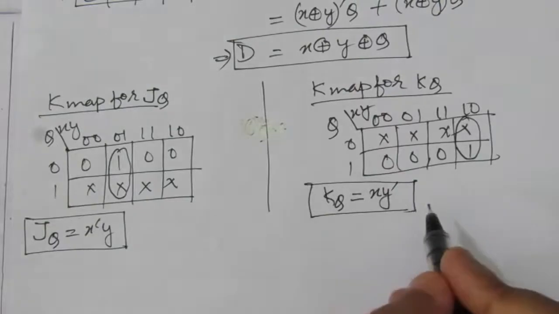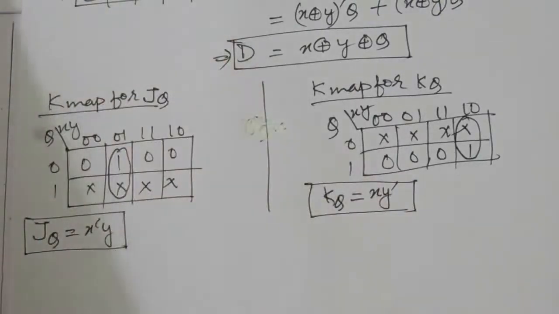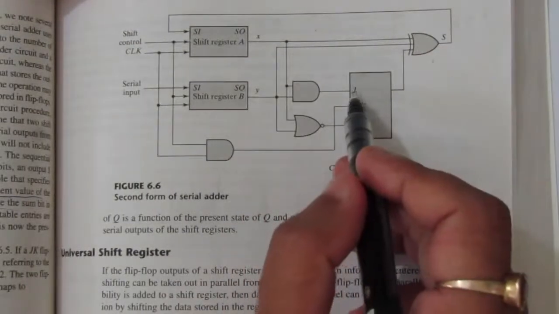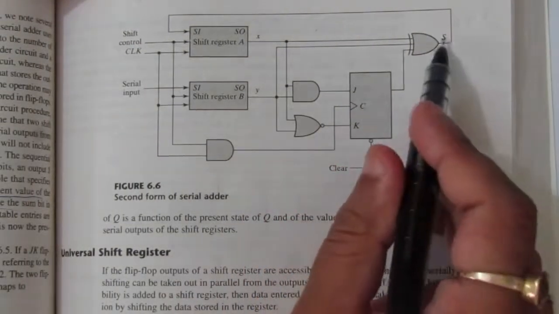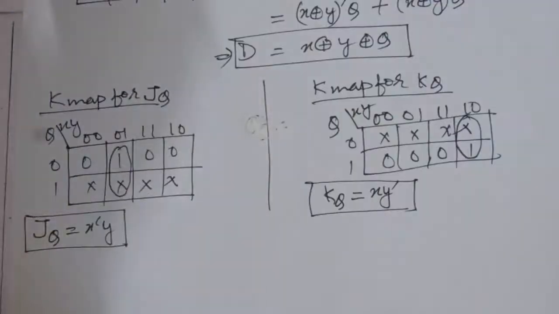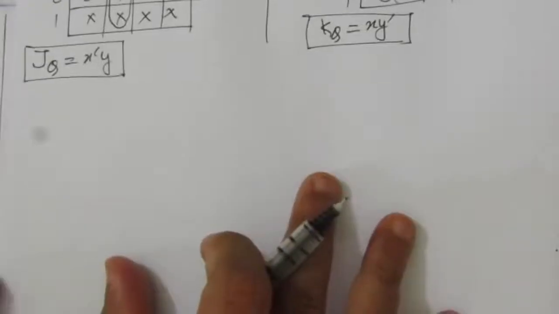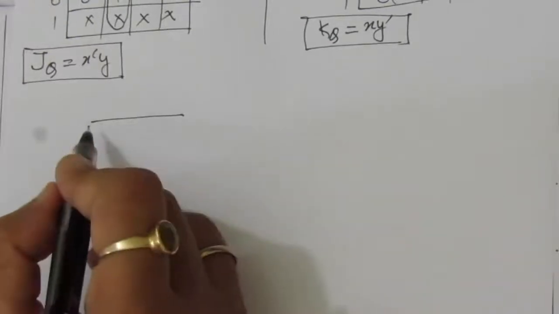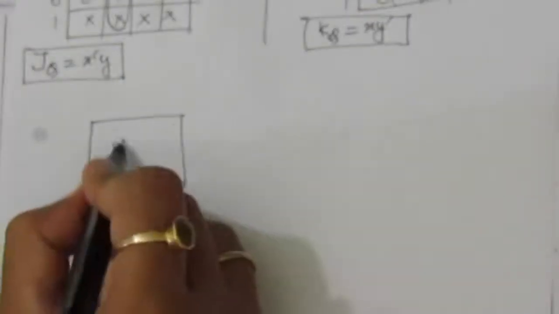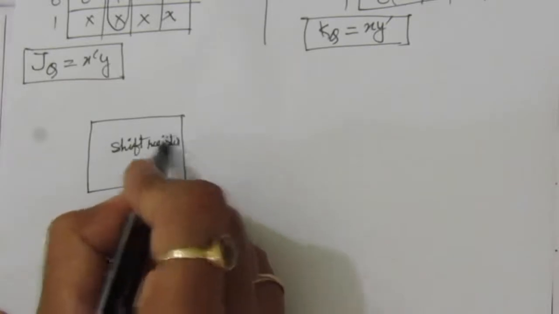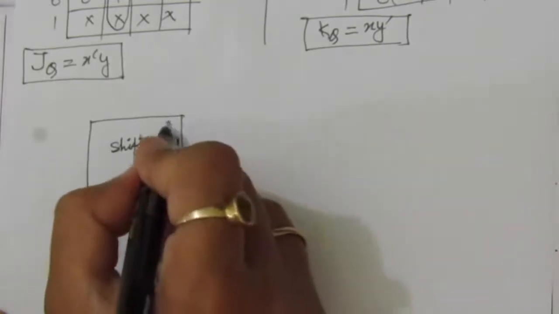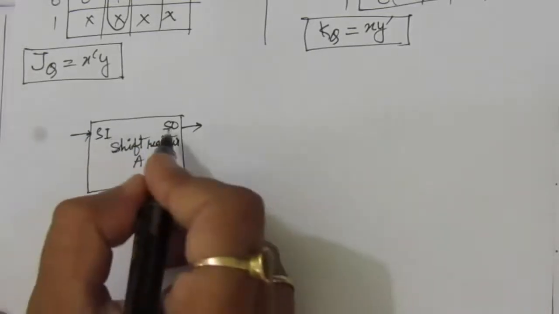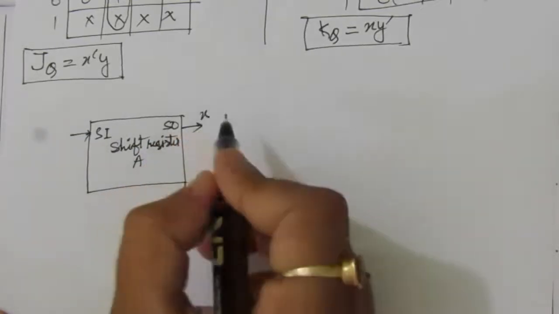So now we can modify the circuit of figure 6.6. So this is figure 6.6. So now we have to modify these inputs JQ and KQ and this D. Here we will have the difference. So let me draw the modified circuit. So here we'll have shift register A. So this is shift register A. So here we'll have serial output. Here we'll have serial input SI and SO. So this output is nothing but X.